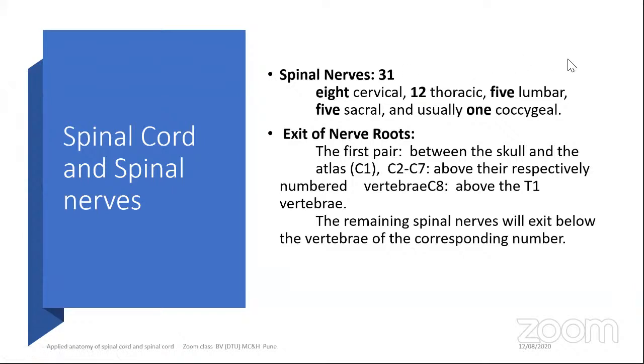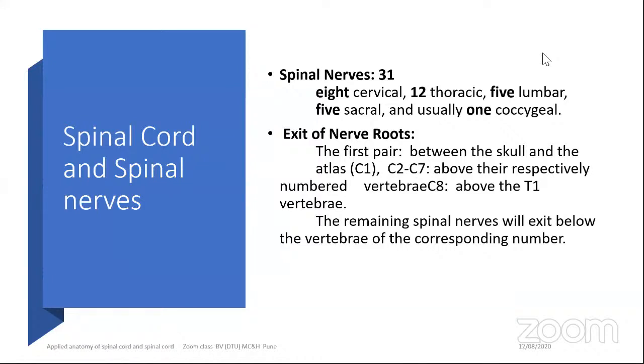All right, okay. So exit of the nerve roots. The first pair is between the skull and the atlas, that is C1, and C2 to C6 exit above the respective numbered vertebrae, and C8 is above the T1 vertebra. So that's the only change.